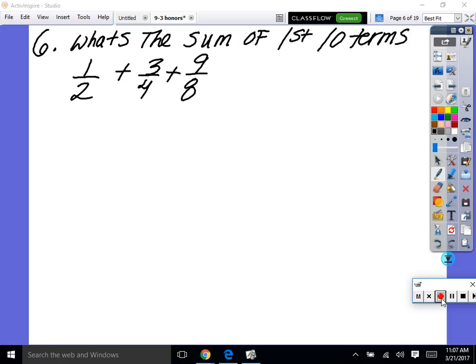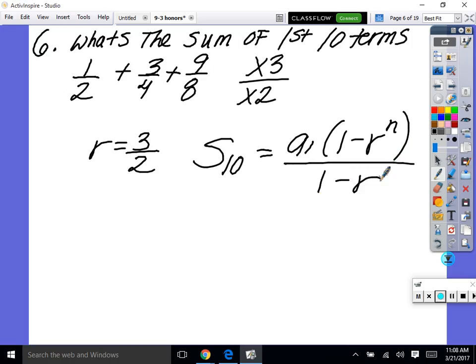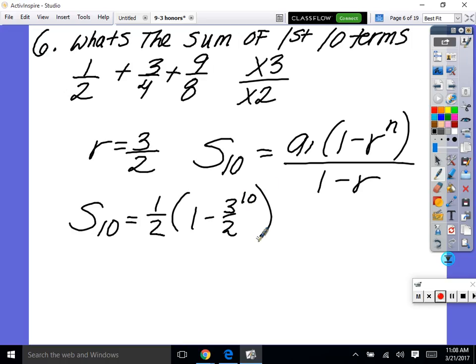So let's see if you guys can come up with the sum. Hurry and do it. And then I'll just write down the answer. Sum of 10 terms will be equal to a sub 1 times 1 minus r raised to the n divided by 1 minus r. So we can plug this in. Our first term, a sub 1, is 1/2, right? And then 1 minus 3/2 raised to the 10 power divided by 1 minus r, where r is 3/2. And now you've just got to make sure to use parentheses. That's going to be what our sum is. It's just, can you remember that formula?